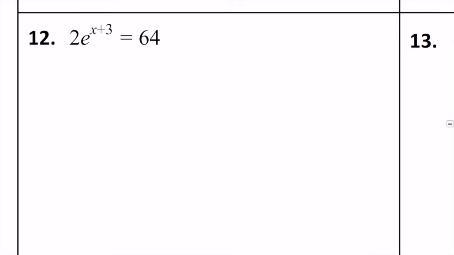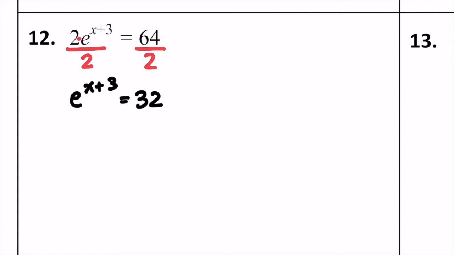This is a single exponential equal to a constant, except it has a little extra on the left-hand side that's being multiplied. So I need to get that base raised to the exponent by itself by dividing by 2 on the left. If I do that on the left, I have to do that on the right. So I end up with e to the x plus 3 power is equal to 32.